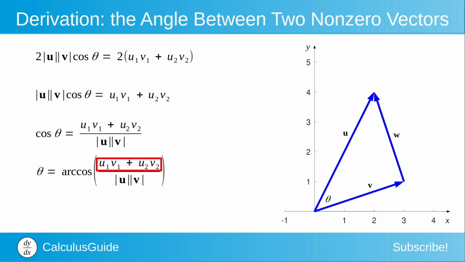u1 v1 plus u2 v2 is the dot product of the vector u and the vector v. So we can rewrite this equation to be the angle theta is equal to the arc cosine of u dot v divided by the length of the vector u multiplied by the length of the vector v. So we've just derived the equation for the angle between two non-zero vectors.